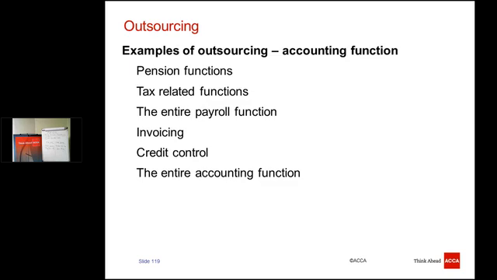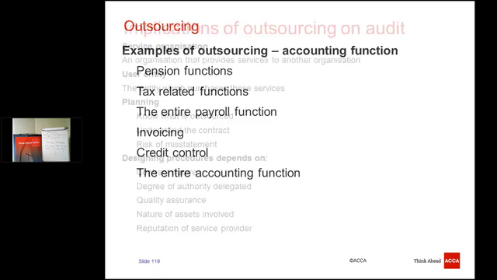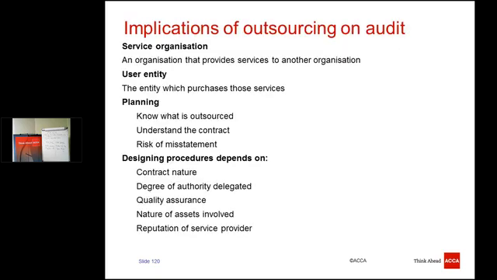Now, examples other than the payroll function could be the pension function, tax related functions, invoicing, credit control, and the entire accounting function as well. This is also happening these days. Now, implications. An organization that provides service to another organization is the service organization. In my case, the HR company is the service organization. The user entity is the entity which purchases those services.